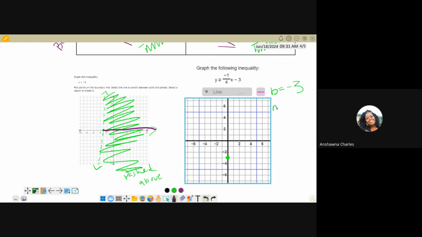Then what is my m? What is my number in front of x? -1/4. Okay. And that -1 is telling me to go which direction? Down. And the 4 is telling me to go which direction? Right. That 4 is telling me to go to the right. Down 1 and to the right 1, 2, 3, 4.